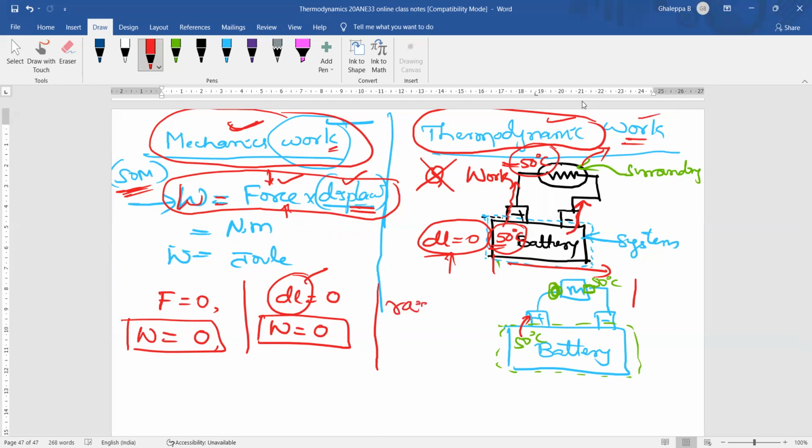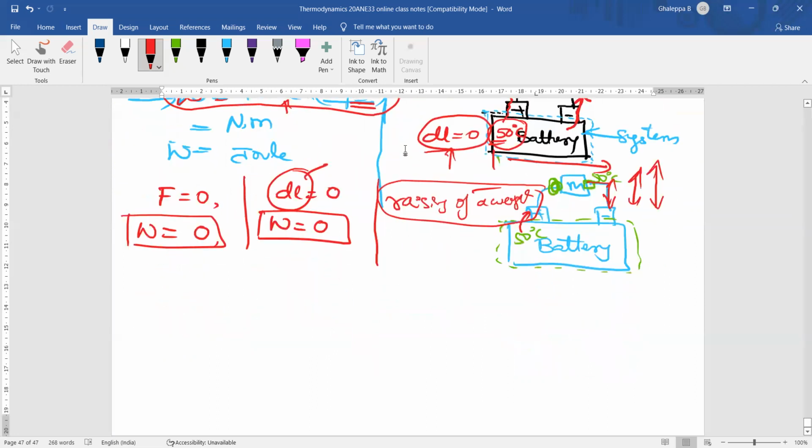Why am I using the phrase raising of a weight? Displacement is zero, but if you fix some motor or some engine, there will be some displacement. If you fix some motor up and down, there will be some raising and lowering of weight. That is the definition of thermodynamic work. And the formula will remain the same for both.